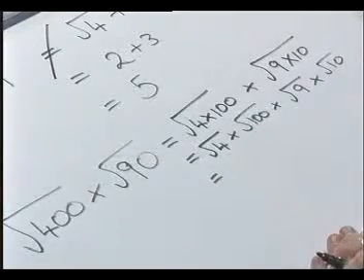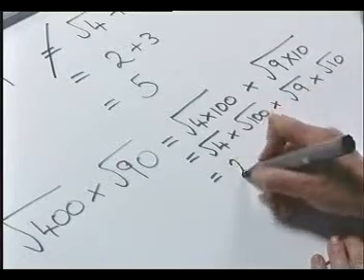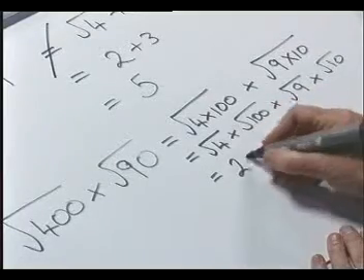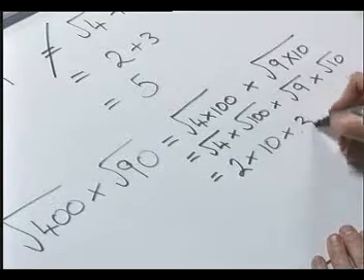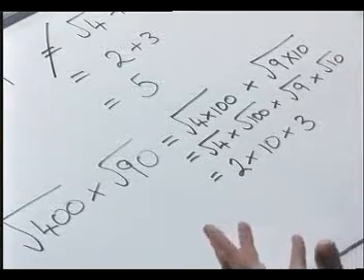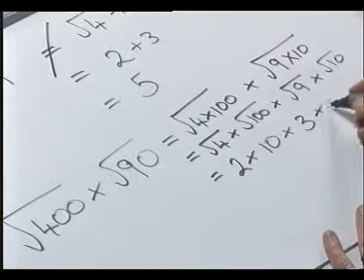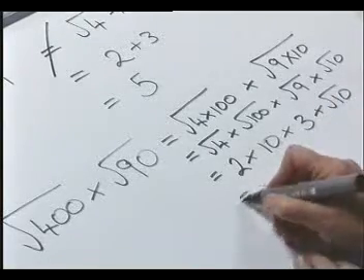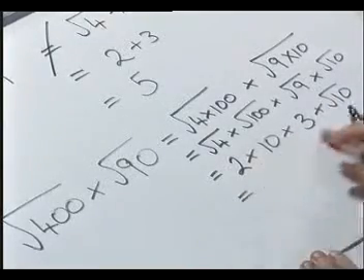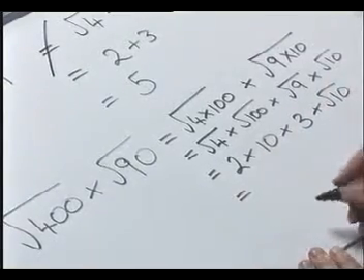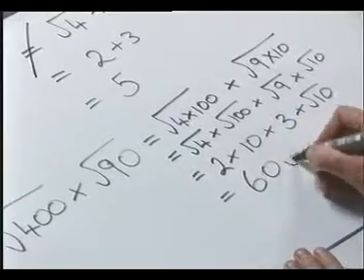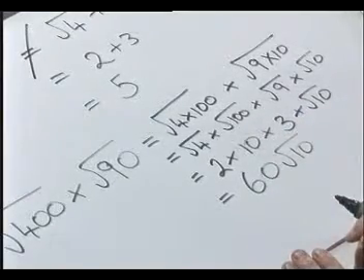Then we simplify. We know the square root of 4 because it's a square number, it's 2. We know the square root of 100 is 10. Square root of 9 is 3. But the square root of 10 is just the square root of 10. And we neaten it up by multiplying these three numbers together. That's 2 times 10 times 3 is 60. 60 root 10. Delicious.